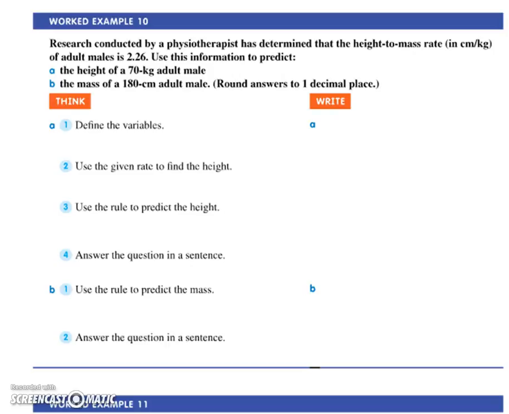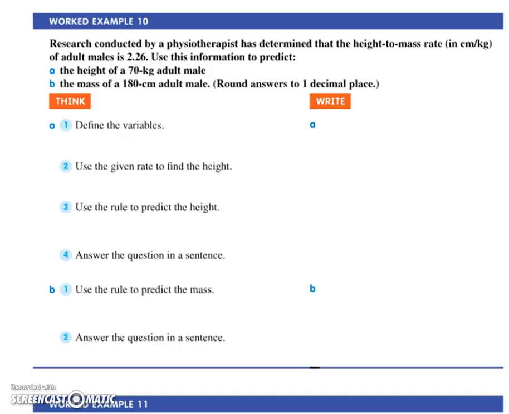Okay, so once again, direct variation, but it's nonlinear. Research conducted by a physiotherapist has determined that the height to mass rate in adult males is 2.26. Okay. So I want you to think about that for a second.